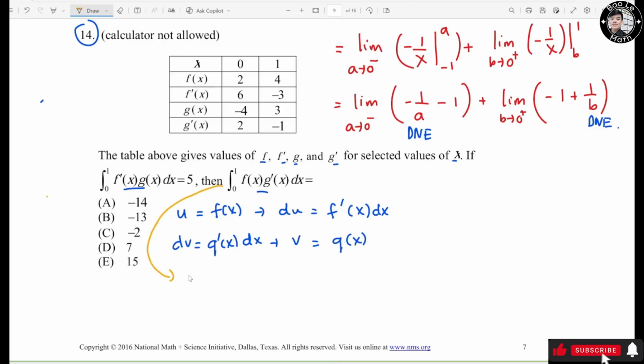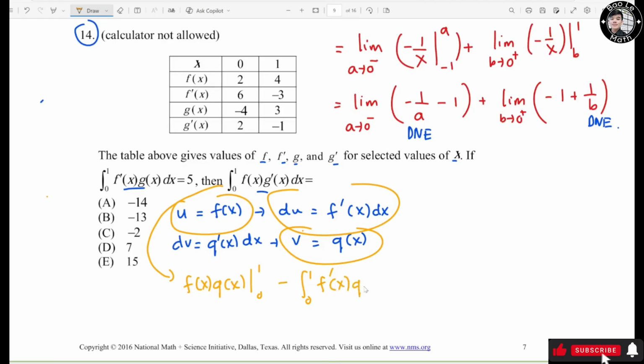This guy right here becomes u times v, which is f of s times g of s, evaluated from 0 to 1, minus v du, this guy times this guy, right? So it could be the integral from 0 to 1 of f prime of s times g of s ds, right? Now we need to substitute 1 for s, right? So we have f of 1 times g of 1 subtract f of 0 times g of 0, right? This guy right here is actually 5, right?